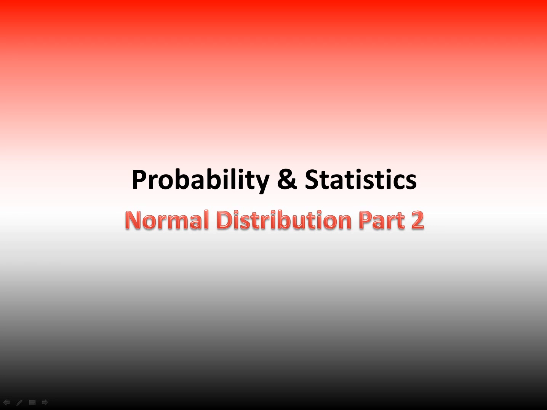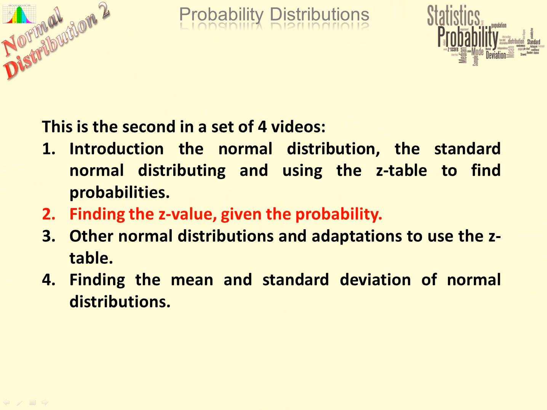Probability and Statistics, Normal Distribution, Part 2. This is the second in a set of 4 videos dealing with the normal distribution on this channel. The first dealt with the introduction of the normal distribution, the standard normal distribution, and using the Z table to find probabilities. Now we're going to look at finding the Z value given the probability. If you're not familiar with the first video, rather have a look at that one first.